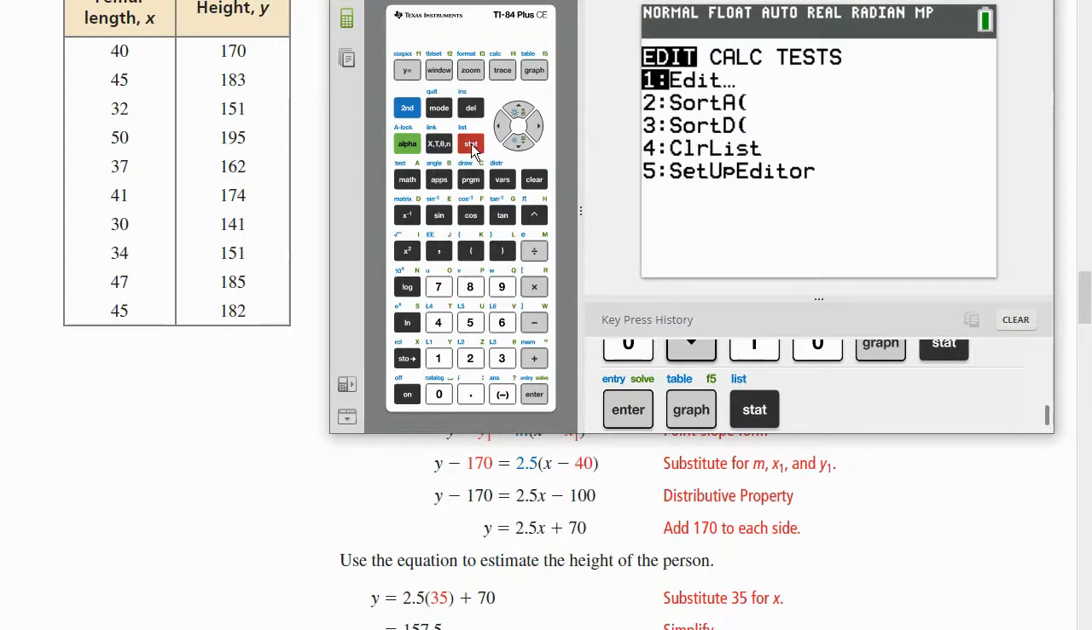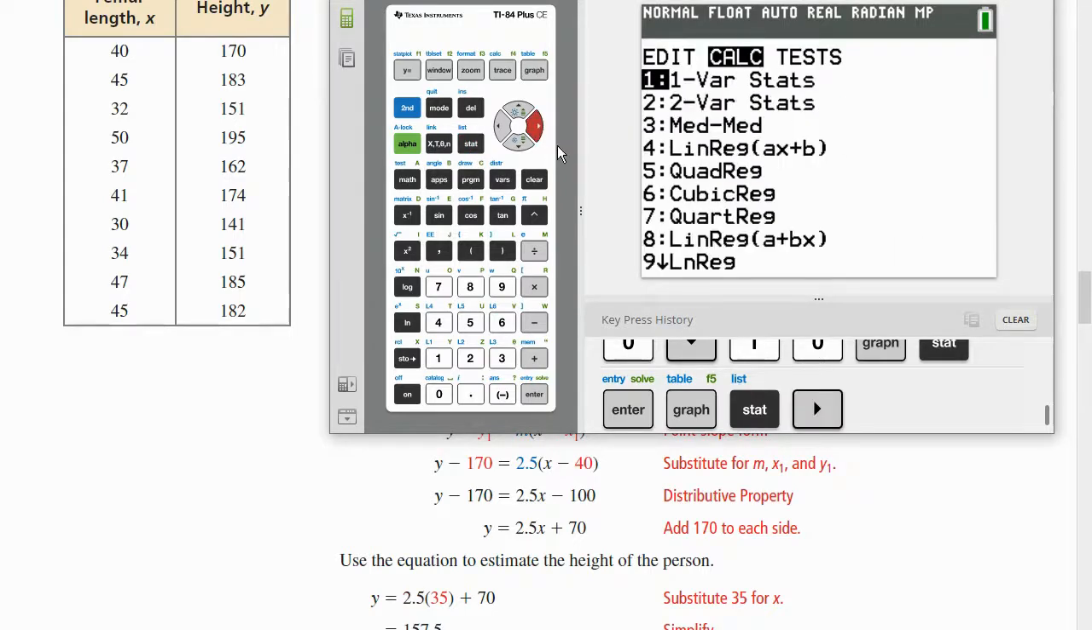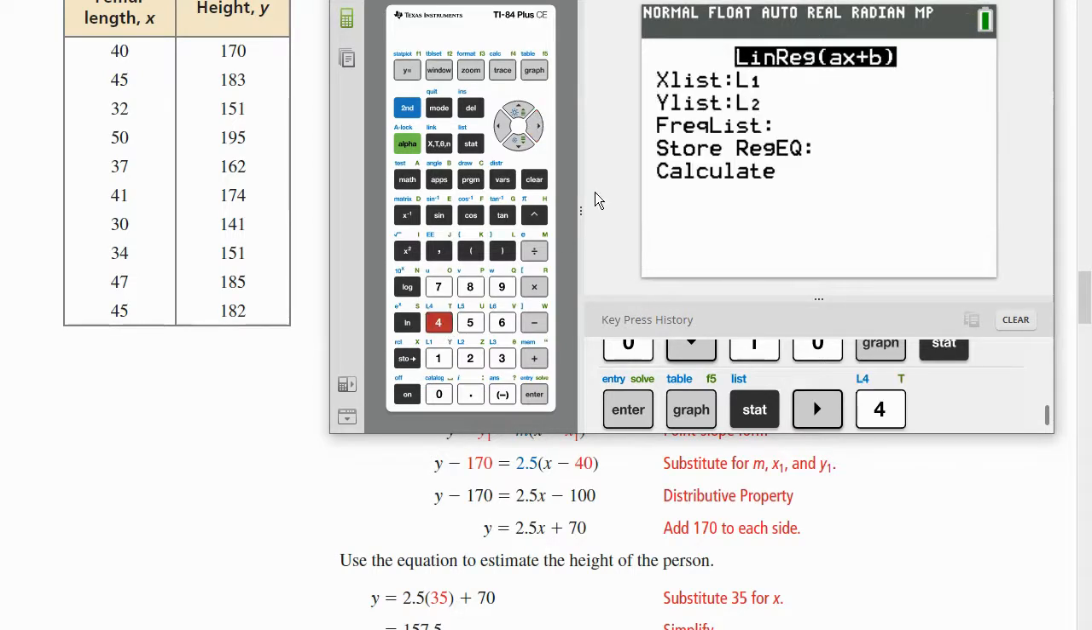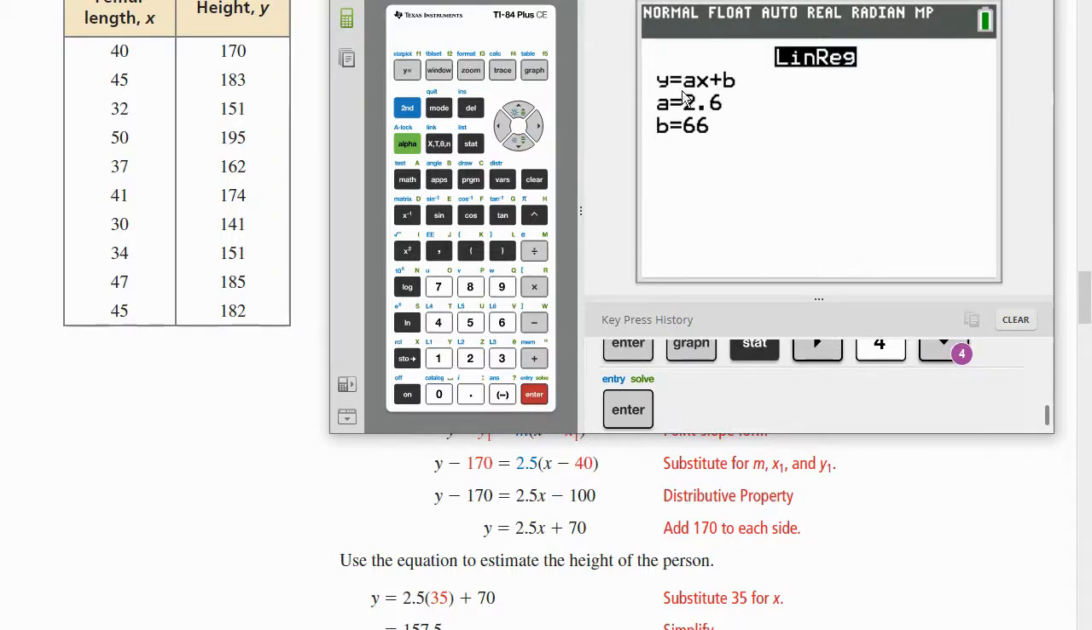So let's go to stat. And this time we're going to right arrow over to calculate. And we know it's linear. So let's do number 4, a linear regression. Number 4. Notice it says we're going to pull X's from list 1, Y's from list 2. And there's some other things that it does. But just to simply get the equation, you go down to calculate and hit enter. And then notice it gives you the equation.